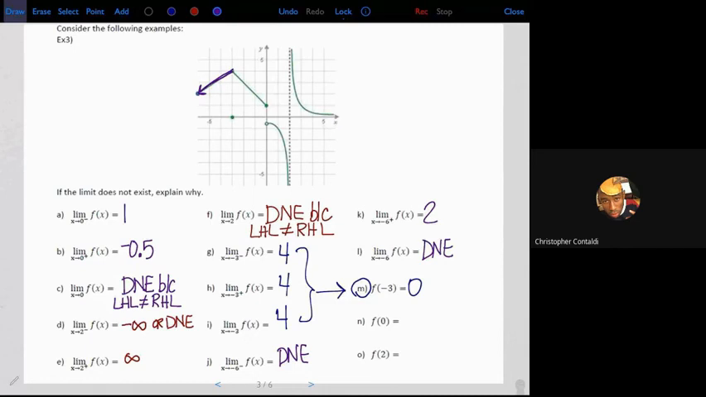N and O are asking for y values, not limits. So who could tell me f at 0? 1. F at 2? Yep, doesn't exist, or infinity. Questions?